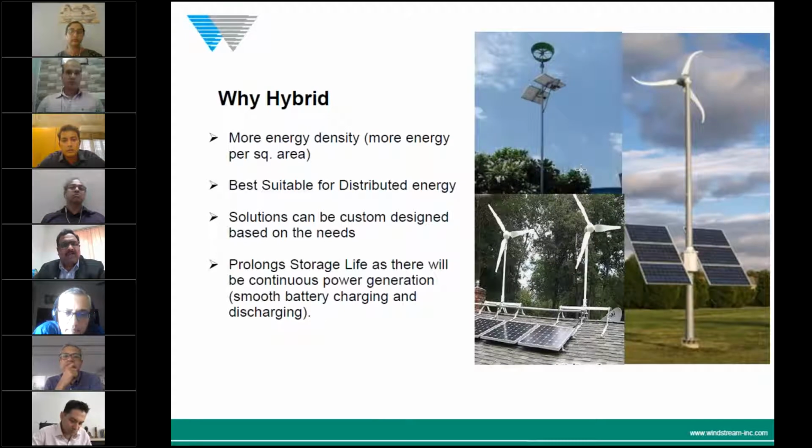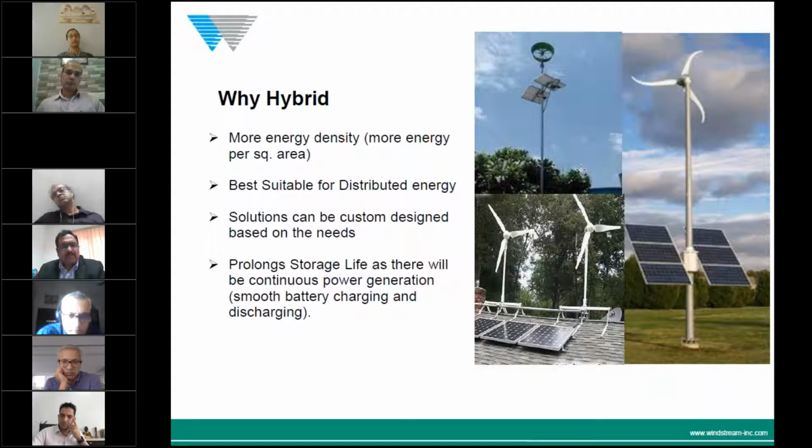And what are the other advantages of hybrid? It's a more energy density, and if you're looking at the distributed solutions, which are more popular now, this gives you more distributed energy possibilities, and we can custom design the solutions for the requirements. We need not generate it in one place and transfer it long distances, where there are losses. And number three, where we are using storages, it prolongs the storage capabilities.